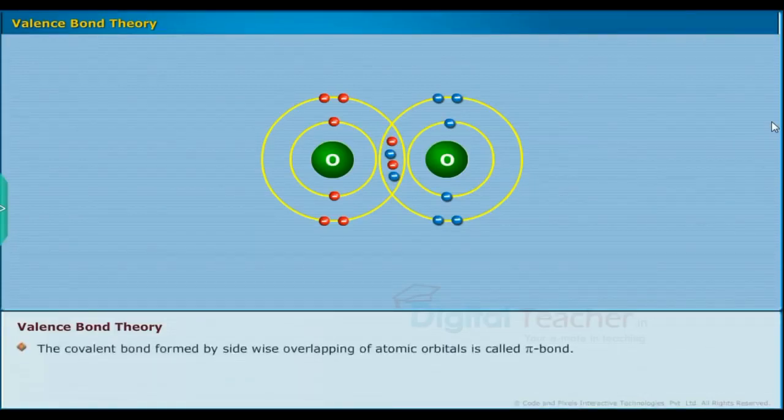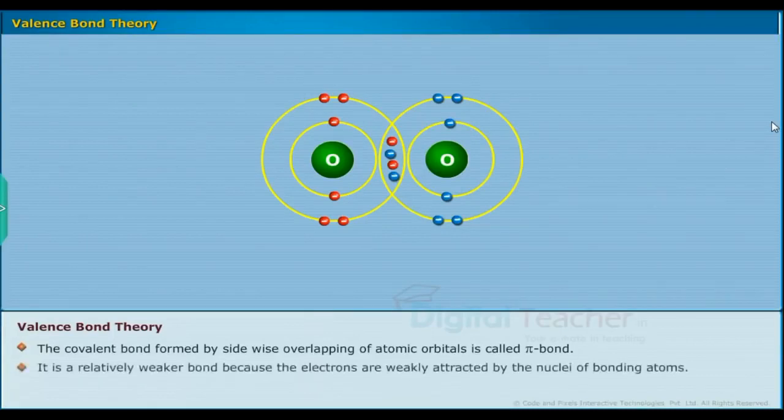The covalent bond formed by sidewise overlapping of atomic orbitals is called a pi bond. It is a relatively weaker bond because the electrons are weakly attracted by the nuclei of the bonding atoms.